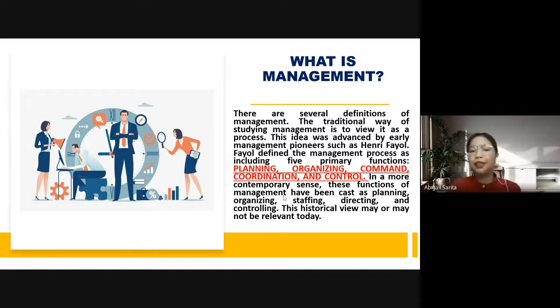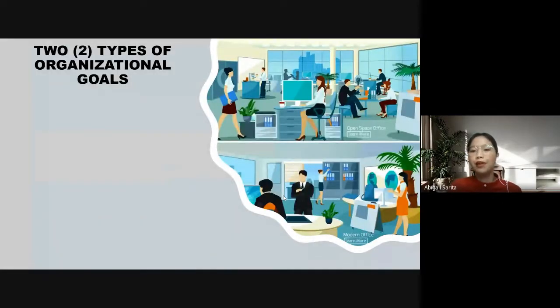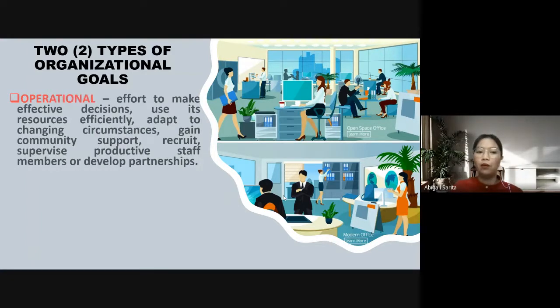Next, there are two types of organizational goals. So last time in our previous discussion, we discussed that organizational goals are the mission or the vision, the objectives of a certain organization. These are the things they want to achieve in the long run or within certain deadlines or timelines. So we have two types of organizational goals. The first one is operational. When we say operational, it's the effort to make effective decisions, use its resources efficiently, adapt to changing circumstances, gain community support, recruit and supervise productive staff members, or develop partnerships.